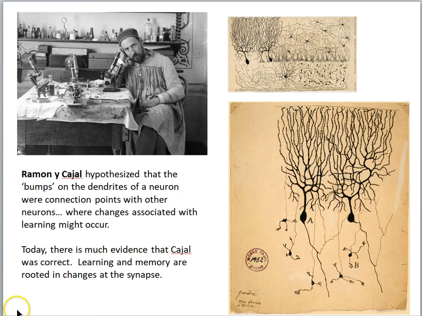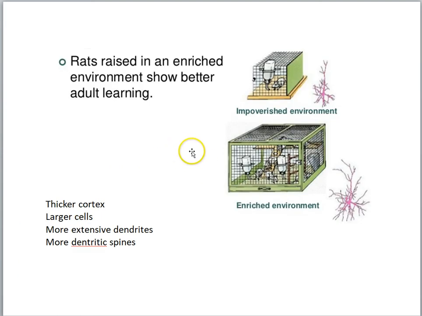the dendrites of neurons. Decades later, in the mid-1900s, scientists were gathering more evidence that learning involves physical changes in the brain. Take one group of rats and raise them in an impoverished environment, another group of rats, raise them in an enriched environment, and then look at the brains of those rats later on, you find significant differences. In rats in the enriched environment, you have a thicker cortex, larger cells, more extensive dendrites, more dendritic spines.